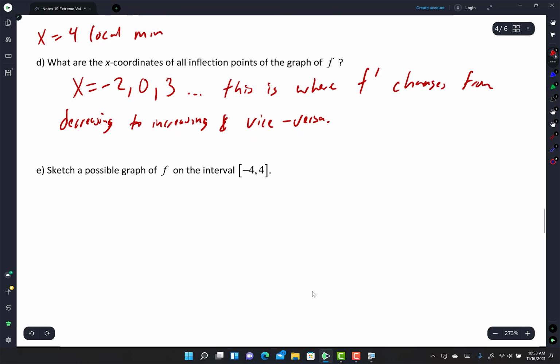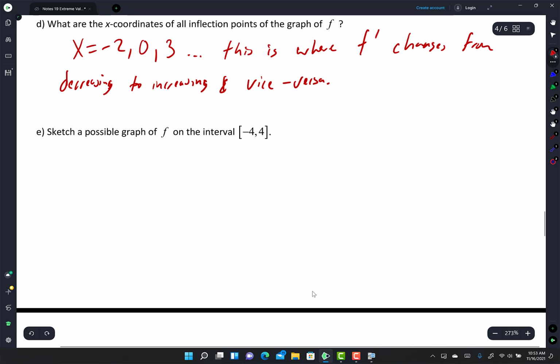Okay, here comes the moment of truth. It does not have to be perfect, guys. Sketch a possible graph of f. If you try to do it all at one time, it's going to be hard. Remember, there's only 4 types of graph. Either f is increasing concave up or increasing concave down, or f is decreasing concave up or decreasing concave down. Cool? Let's do it in sections.